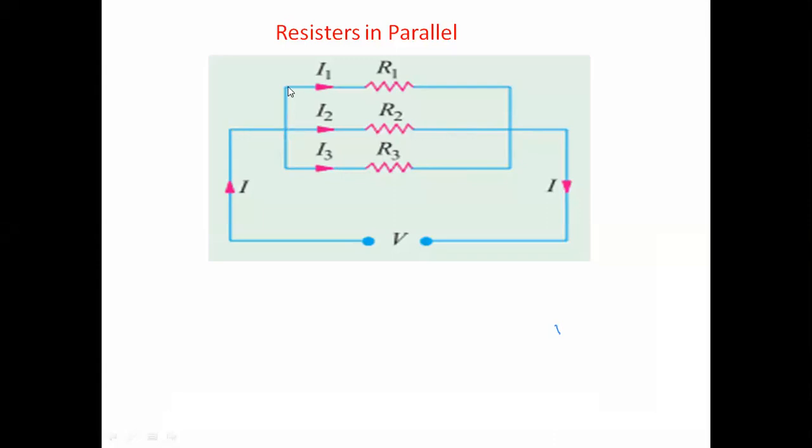Here the current will be divided according to the resistor values. After that they will be combined here, and the current I is equal to I1 plus I2 plus I3. So the net current is I. In a parallel circuit the current divides, whereas in a series network the voltage divides, whereas in a parallel network the current divides.